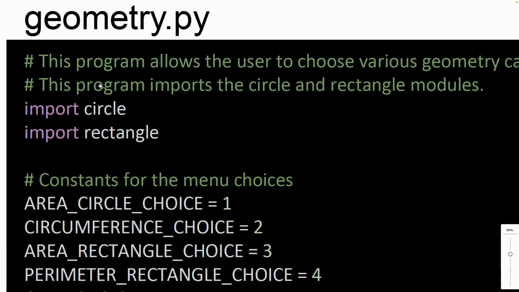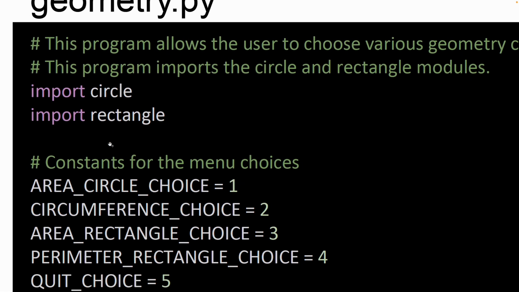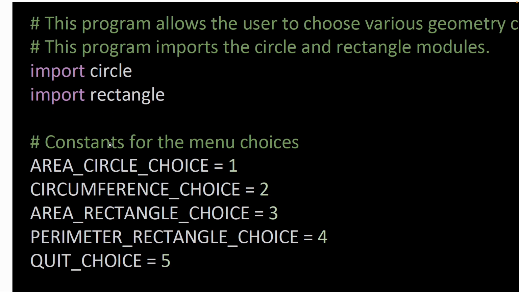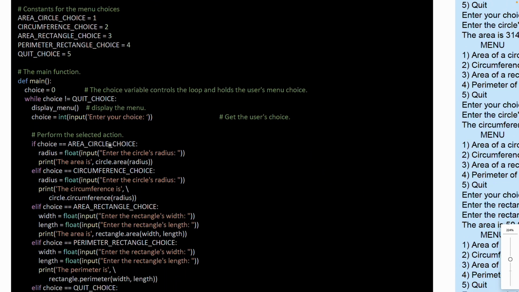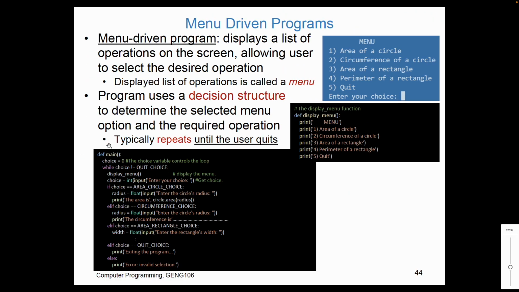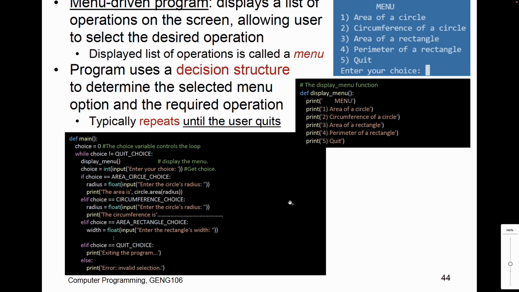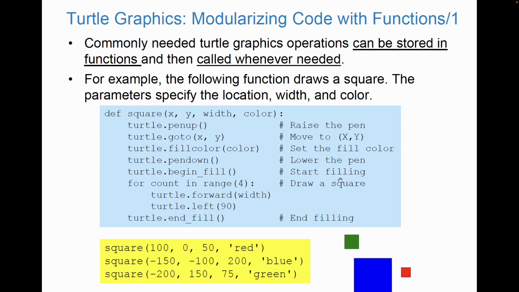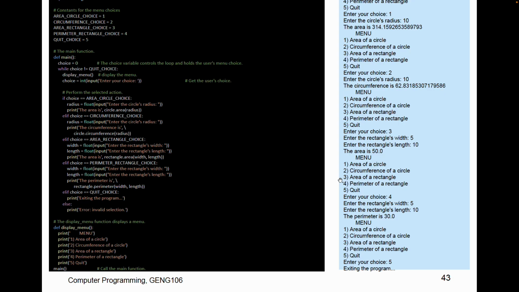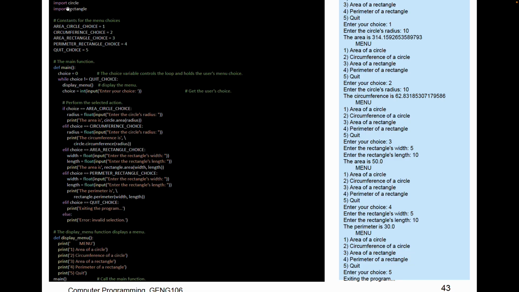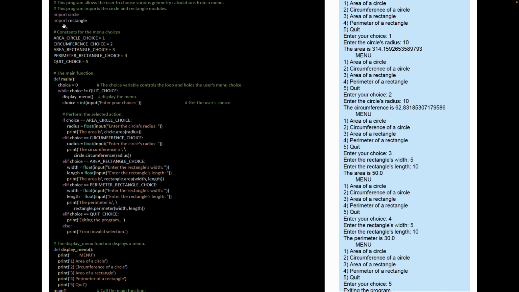This code is pretty long as you can see, and when I zoom in, it becomes even harder to navigate. But I'll just focus on the parts where we use it. So we have these import circle and rectangle lines.